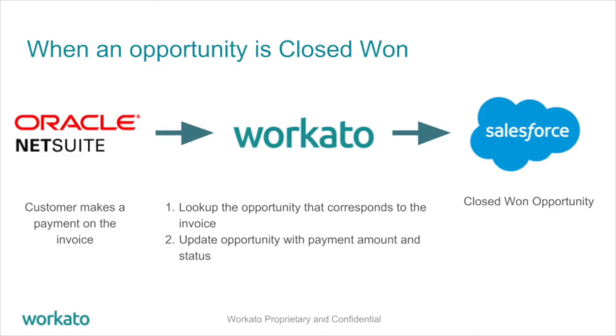The next scenario follows the first, whereby now that we have the invoice in NetSuite, we want to sync any payment that's made on this invoice back to the opportunity in Salesforce. So this scenario begins when a payment is made on the invoice in NetSuite. When this happens, a Workato recipe will get triggered, and it will look up in Salesforce. It will try to find the opportunity that is related to the invoice in NetSuite. Once it finds this opportunity, it will update the opportunity with the payment amount as well as the payment status.